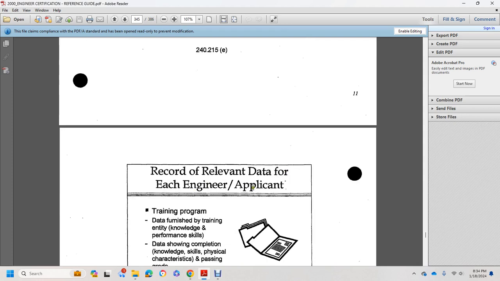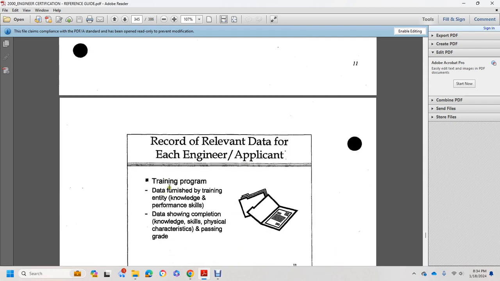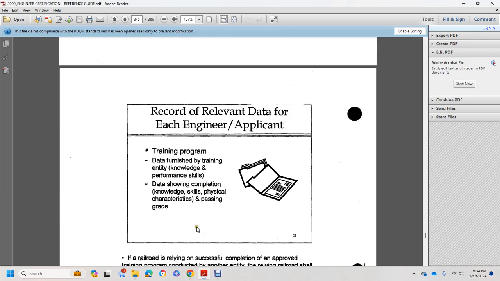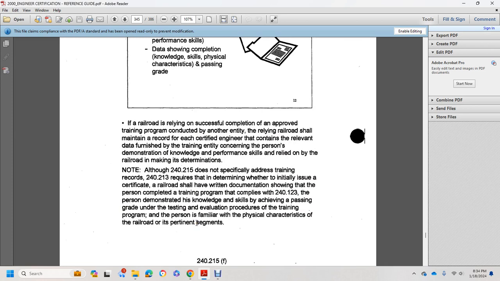Record relevant data for each engineer applicant with the training program, with the data furnished training with each, and with the knowledge of the performance skill, the data showing the completion of the knowledge, skill, physical characteristics, passing grade. If the railroad is relying on successful completion of the approved training program conducted by another entity, the railroad shall maintain a record of the certified entry containing the relevant data furnished by the training entity, with the person demonstrating the knowledge and performance skill that the railroad relied on in making its determinations.